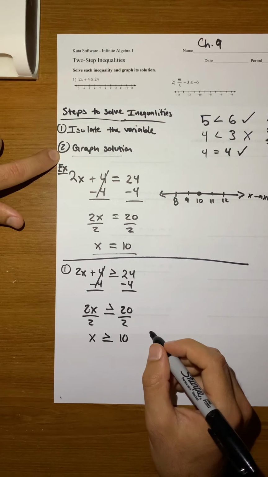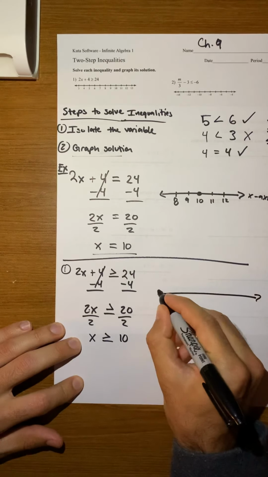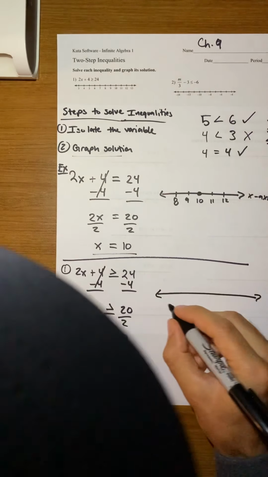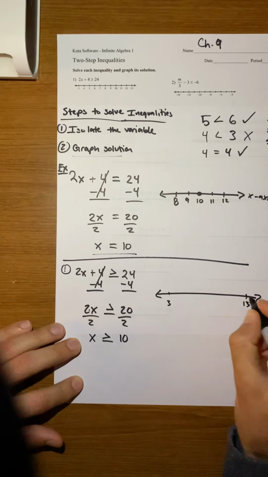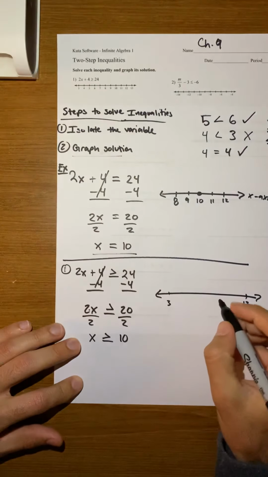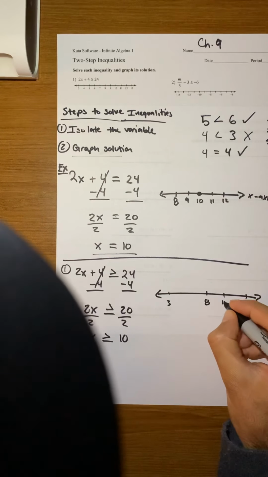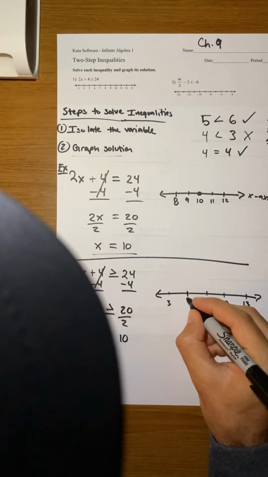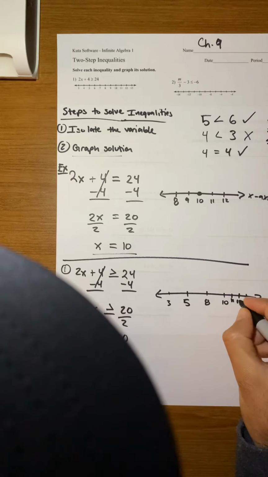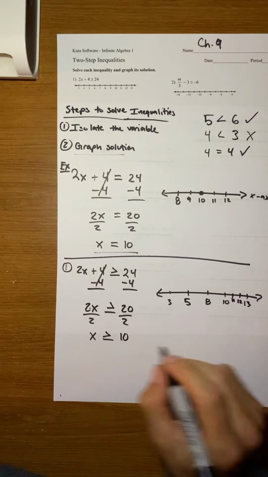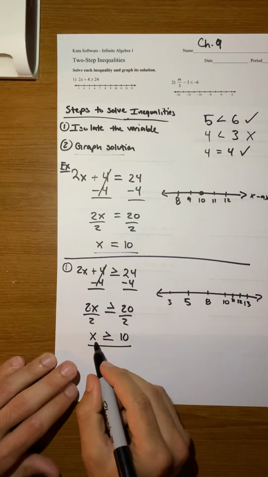We have to come back here and now graph the solution. So on our number line, it looks like this one goes from like 3 to like 13. I'm just looking at this number line up here. And in the middle, it's 8. Here's 10. Just kind of filling out the number line without having to put a bunch of stuff. Okay, so now, how to graph this solution right here.